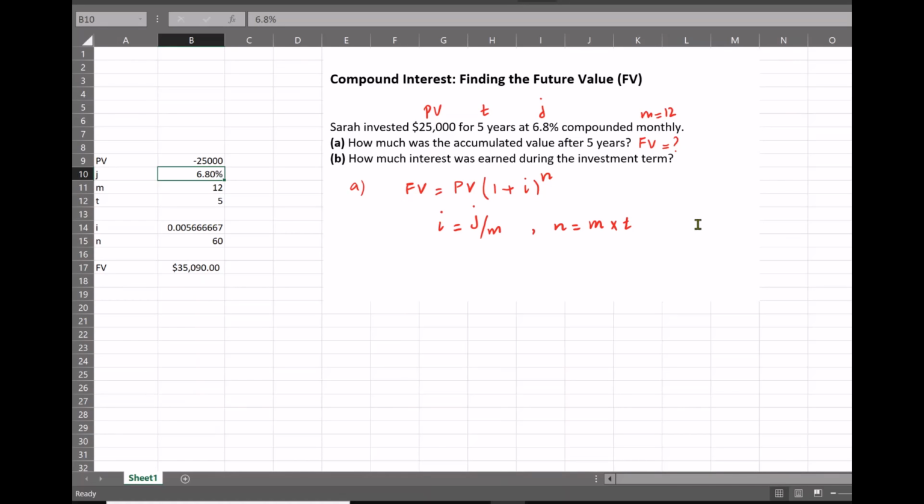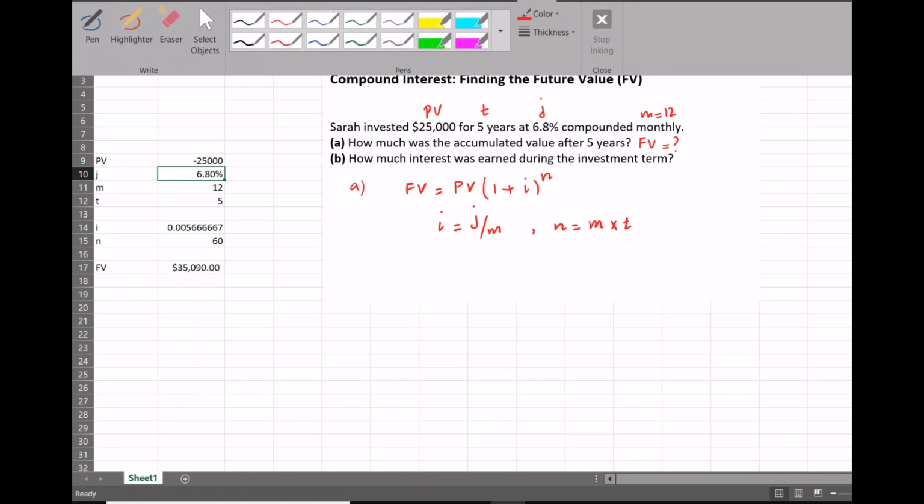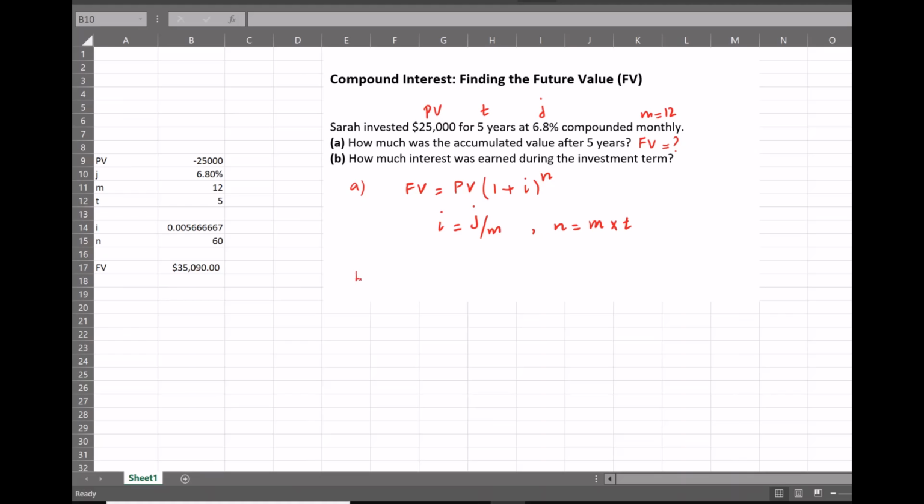In order to calculate the amount of compound interest, you find the difference between these two numbers, FV and PV, the absolute values though, right? So interest is just future value minus present value. Make sure you use the absolute values without the sign. So that's 35,090 minus 25,000, which totals to 10,090.